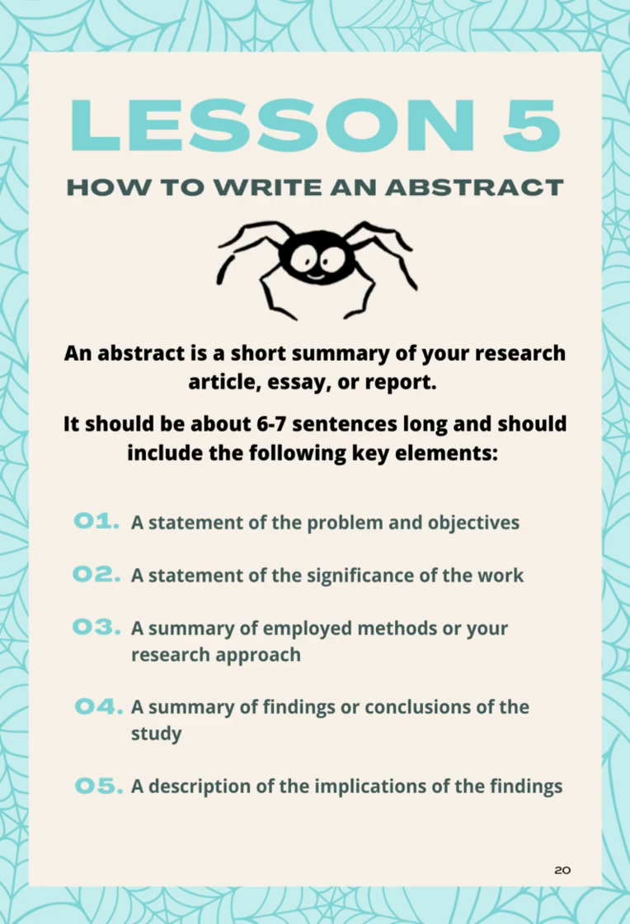Lesson 5: How to Write an Abstract. An abstract is a short summary of your research article, essay, or report. It should be about 6 to 7 sentences long and should include the following key elements.